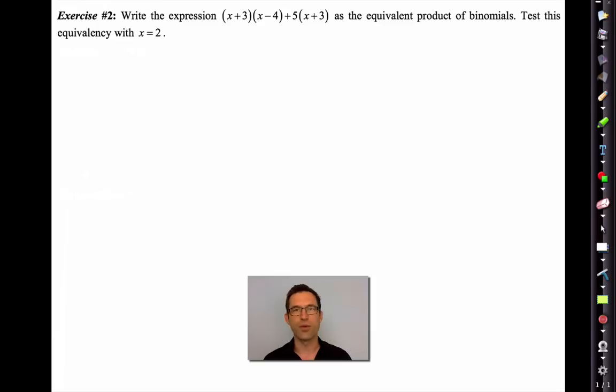So since we did exercise 1 together, I'd like you to do the first part of the problem. Write this expression as the equivalent product of binomials, and then we'll test that equivalency just with the value x equals 2. So pause the video now and do what we did in exercise 1 to that expression.